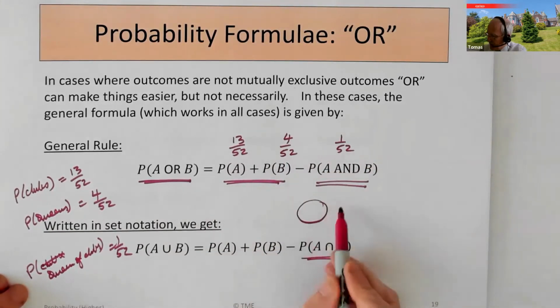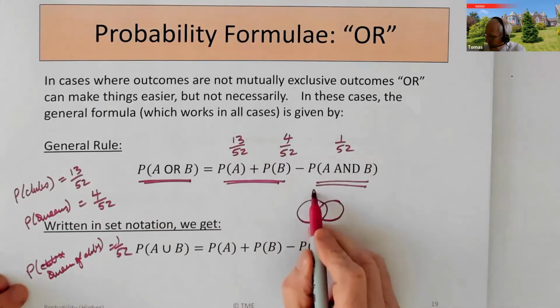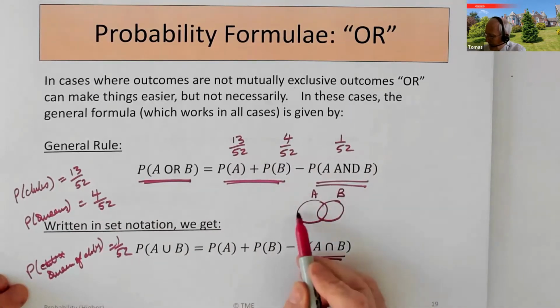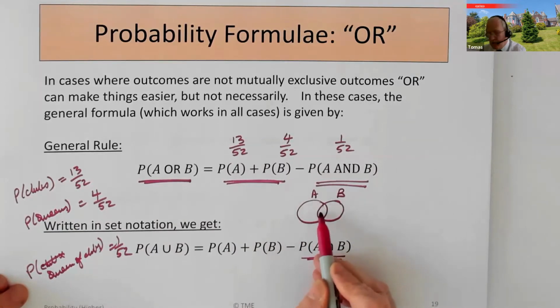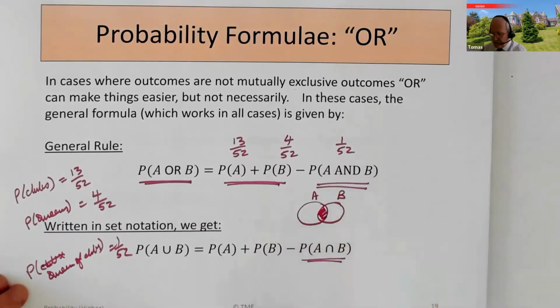Or if we remember the Venn diagram there, if we want to join the two, we can add up all of A, all of B. But if we add up all of A, we've got this bit here. If we add up all of B, we've got this bit here. So then we better take the bit in the middle from it, because we've counted it twice already.